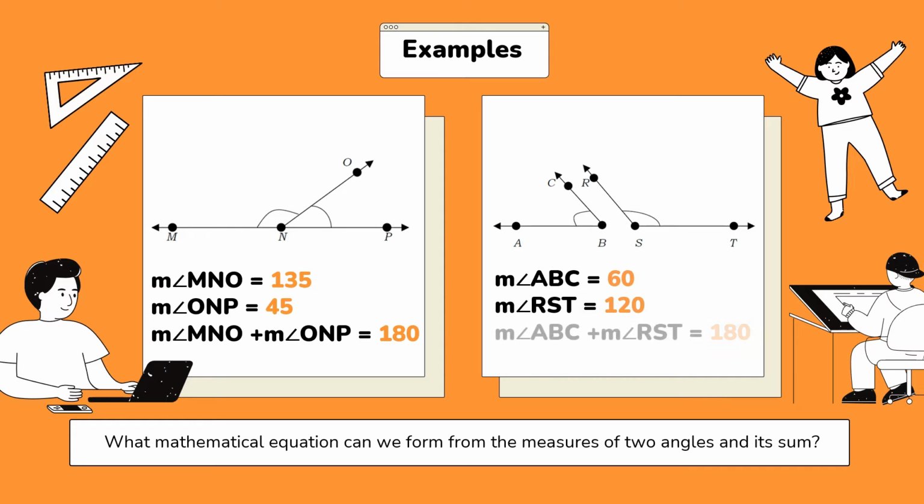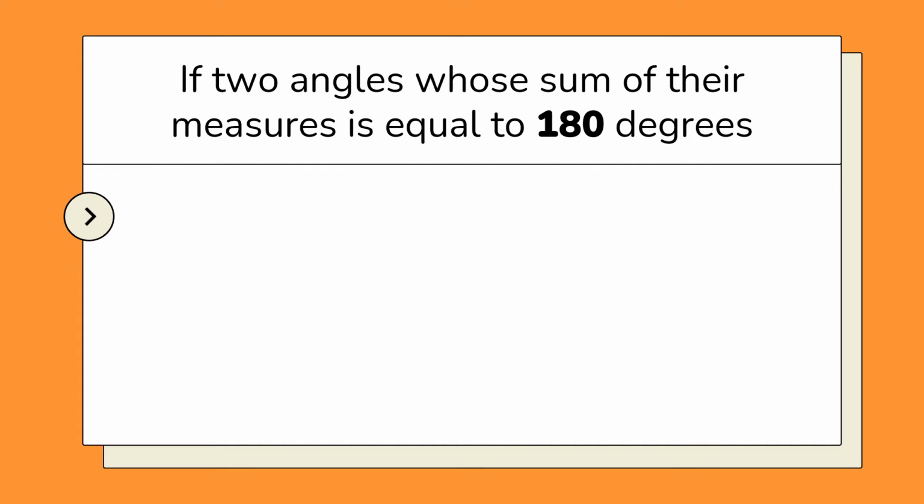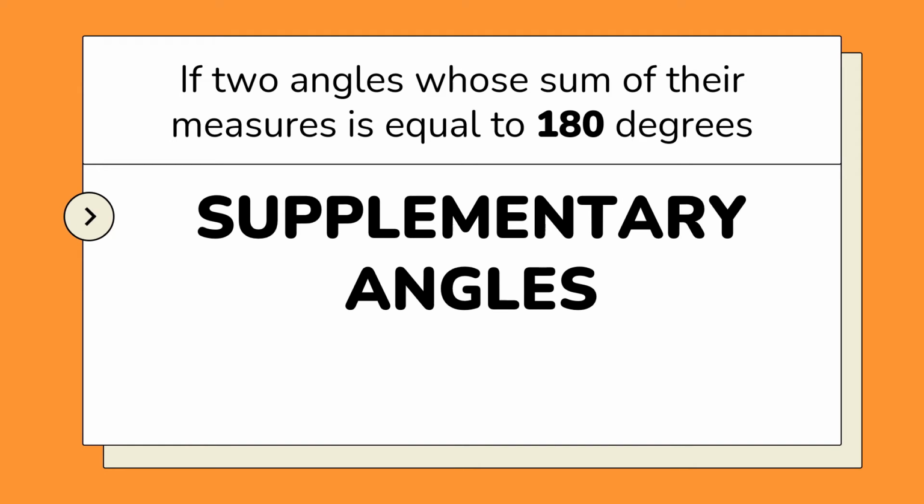Alright. Same with the third example, the measure of angle ABC, which measures 60, plus the measure of angle RST, 120. If we add them, we will get the sum of 180 degrees. Now, if two angles have a sum of their measures equal to 180 degrees, how do we call these angle pairs or these two angles? That is correct. We call them supplementary angles.